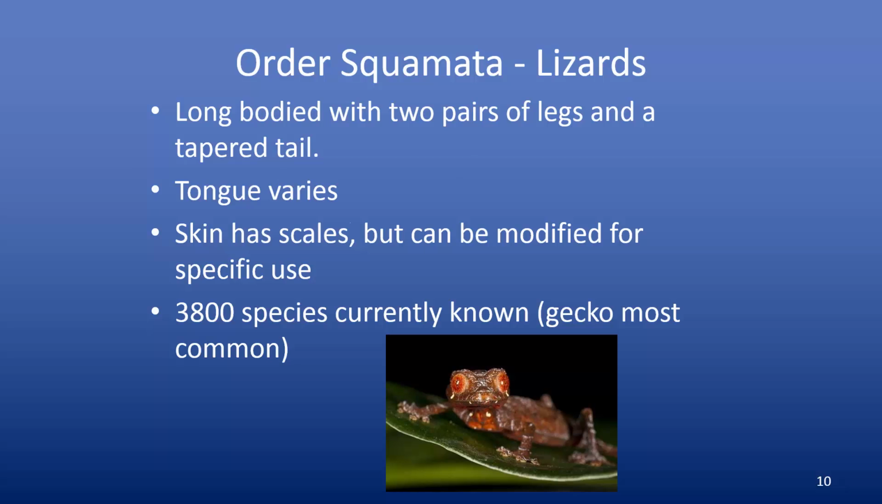Okay? Their tongue varies depending on what it does. Their skin still has scales, just like all reptiles do, and it can be modified for a specific use. Coloration would be an example of that. There are 3,800 species currently known, and the gecko is the most common.